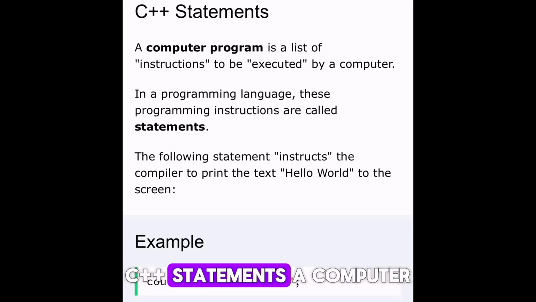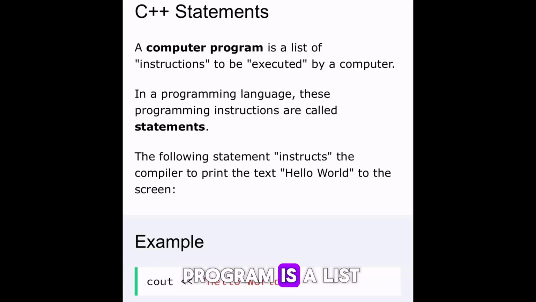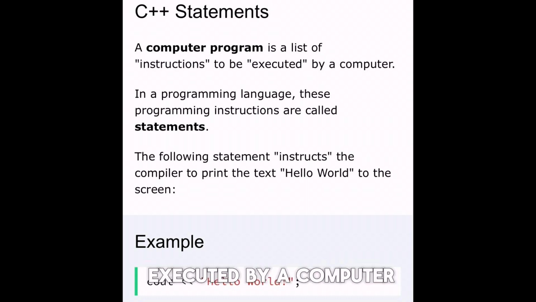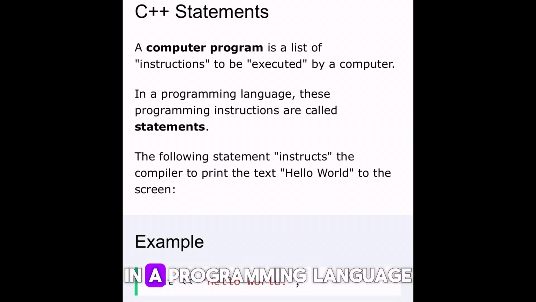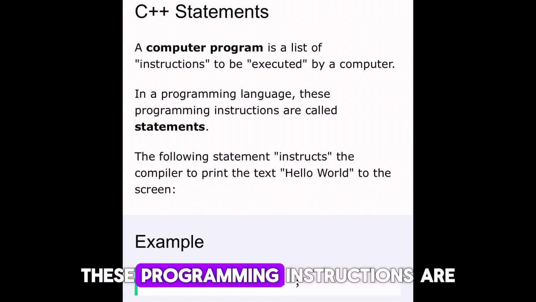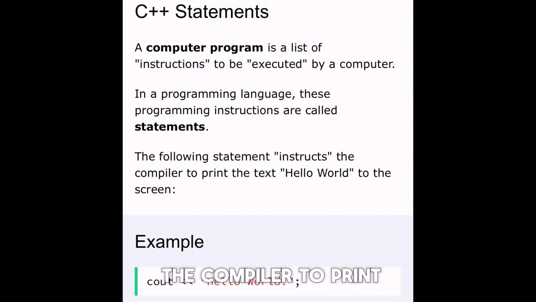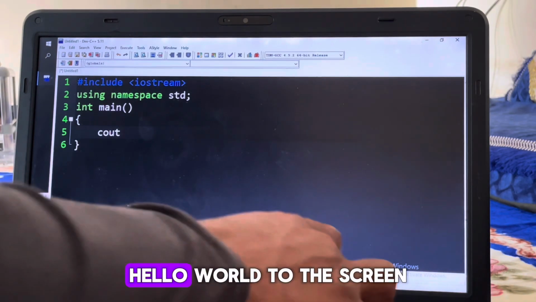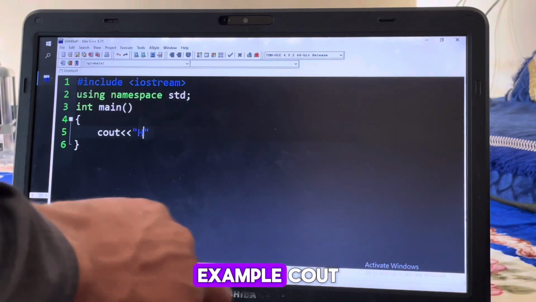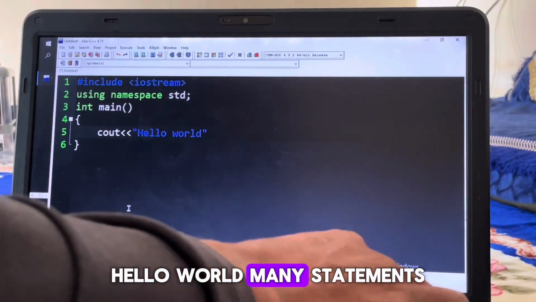C++ statements. A computer program is a list of instructions to be executed by a computer. In a programming language, these programming instructions are called statements. The following statement instructs the compiler to print the text "Hello World" to the screen. Example: cout << "Hello World!".